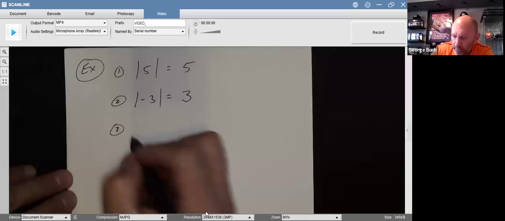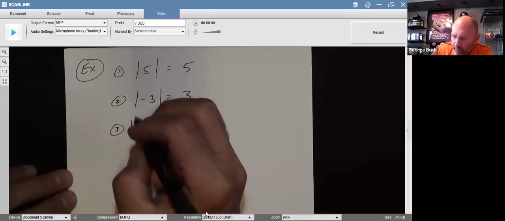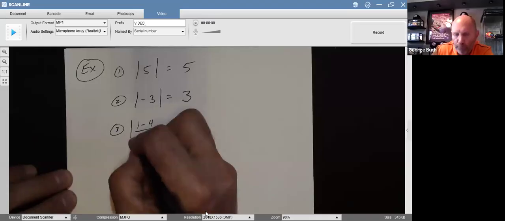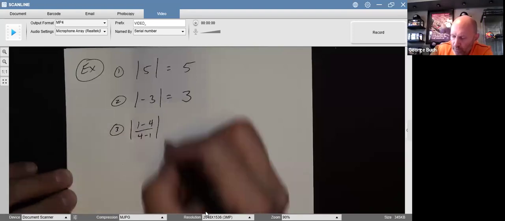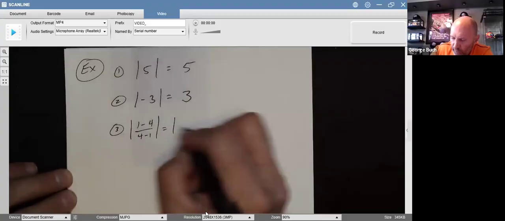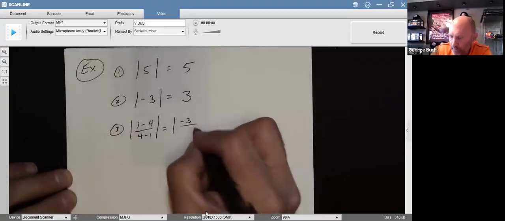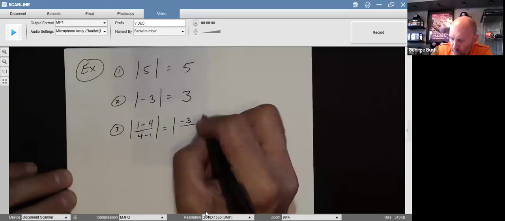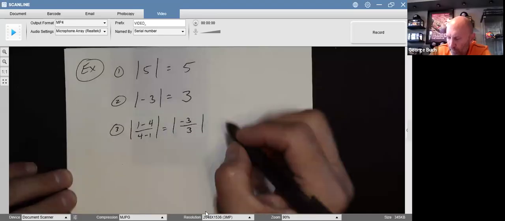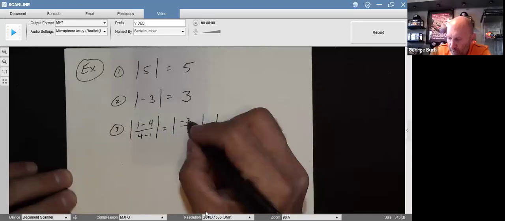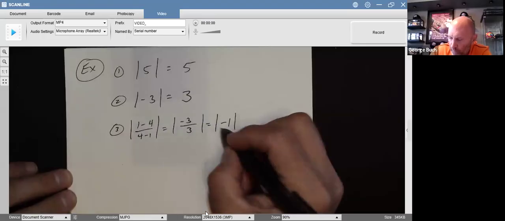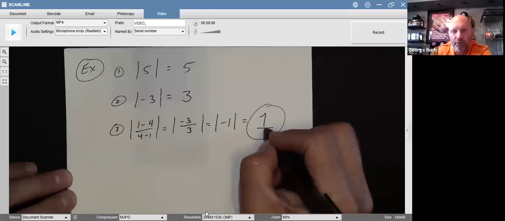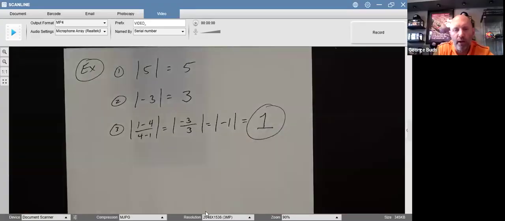And then lastly, if I have 1 minus 4 over 4 minus 1. All right, I'm going to need to do a little bit of work first. So 1 minus 4 is -3 in the numerator. 4 minus 1 is +3. So -3 divided by +3 is -1. And the absolute value of -1 is just +1. So the answer to that would be +1.